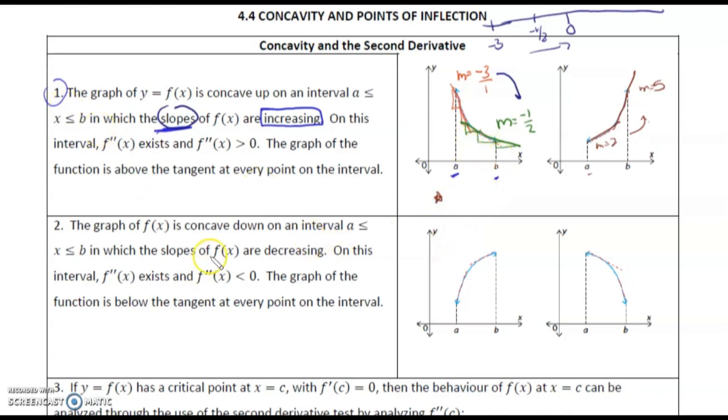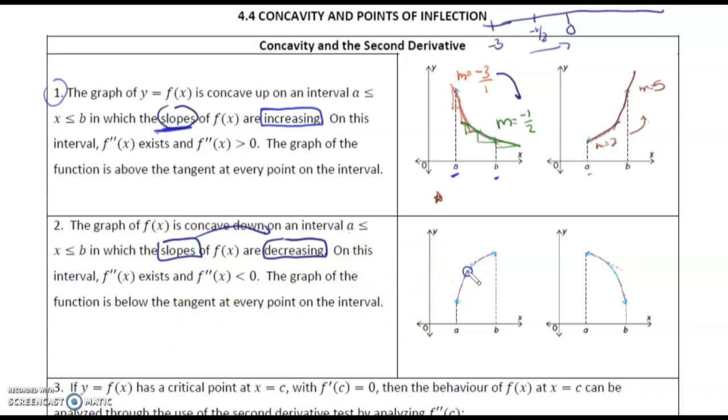Now, the graph of f of x is concave down on some interval between a and b, in which the slopes are decreasing. Again, these are slopes that are decreasing. On this interval, the second derivative exists and the second derivative is less than 0. The graph of the function is below the tangent at every point on the interval.